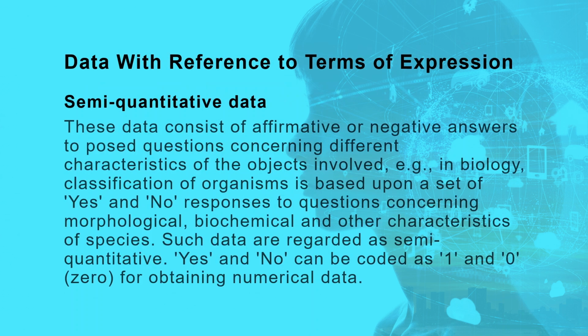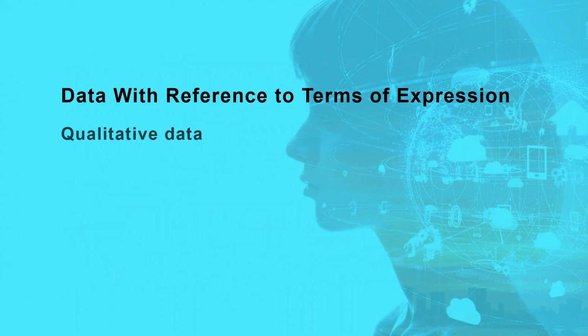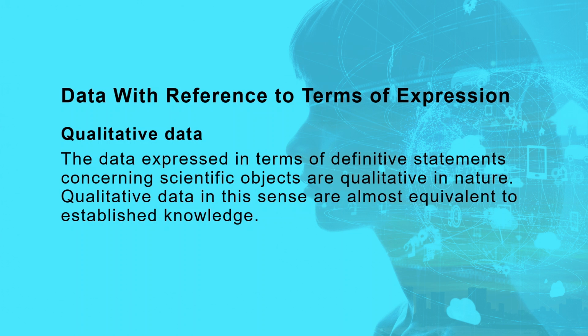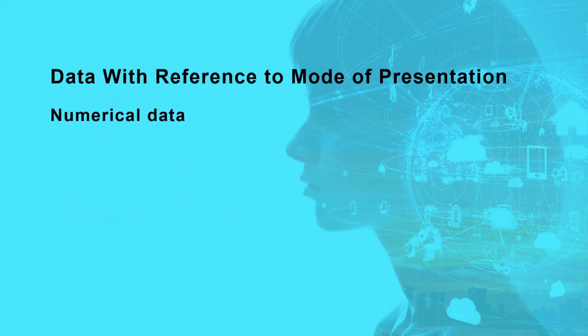Semi-quantitative data consist of affirmative or negative answers to posed questions concerning different characteristics of objects involved. As for example, in biology, classification of organisms is based upon a set of yes or no responses to questions concerning morphological, biochemical and other characteristics of species. Qualitative data are expressed in terms of definitive statements. Qualitative data in this sense are almost equivalent to established knowledge.